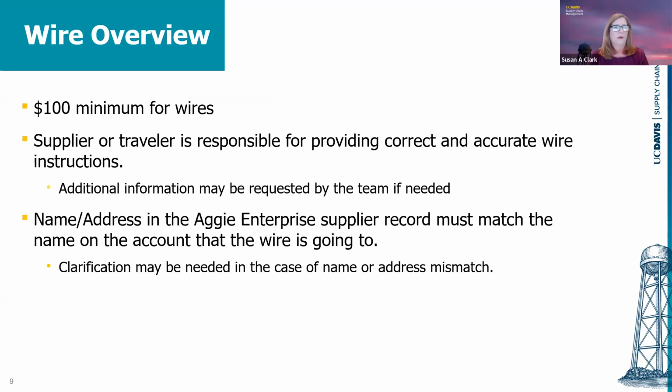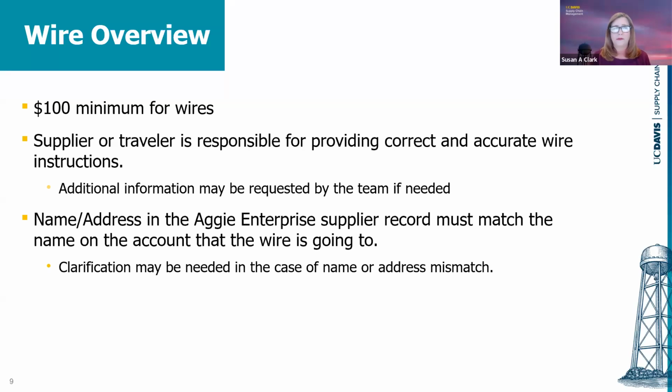One of the requirements for a wire is that the wire should be a minimum of $100. The reason we have that in place is the amount of time that it takes to process a wire and the expense of processing a wire is just phenomenal. So for us to do a wire under $100 just doesn't make good business sense. So we like to maintain that $100 minimum. Keep that in mind when processing wires. And the invoicing team will kick back an invoice if it is under $100. So just keep that in mind when you're processing invoices or dealing with suppliers.